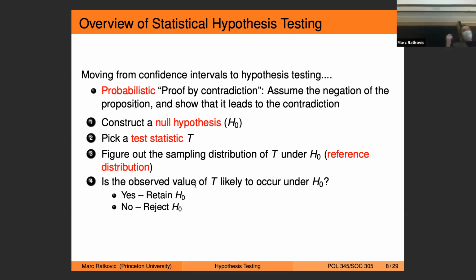Then you say, here's my statistic, here's the distribution of the statistic if there were no effect. Am I likely to see that statistic if indeed there's no effect? We'll step through a few examples.